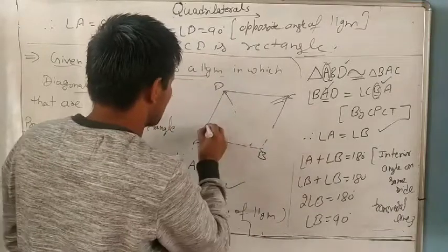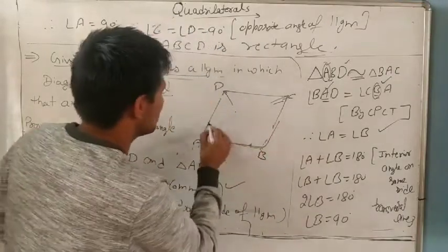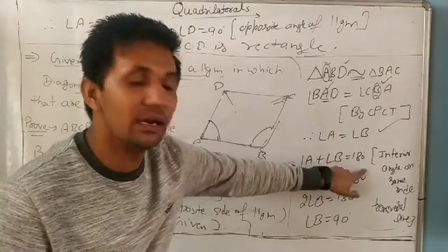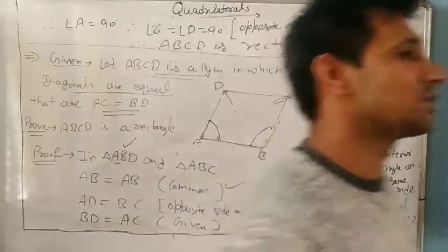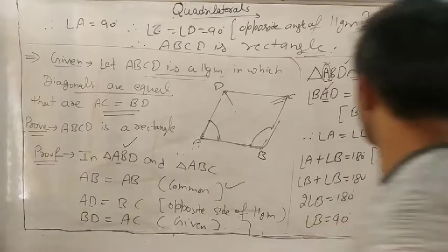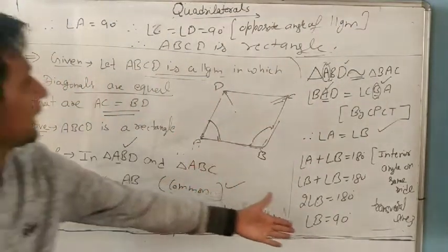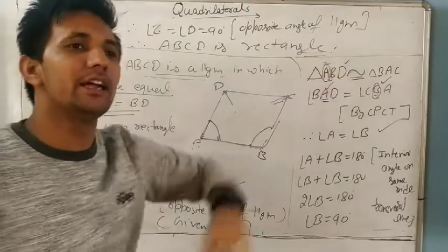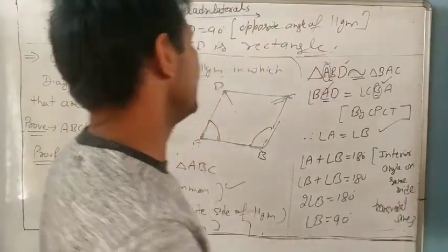If angle A equals angle B, and we know the sum of angle A plus B is 180, since interior angles on the same side of the transversal always sum to 180, then angle B is 90 degrees and angle A is 90, so all angles are 90. This means it is a rectangle.